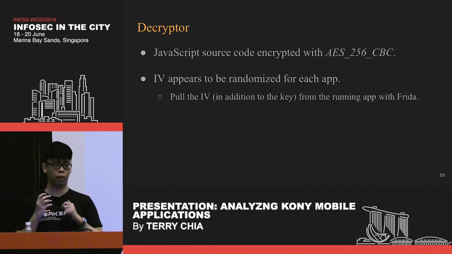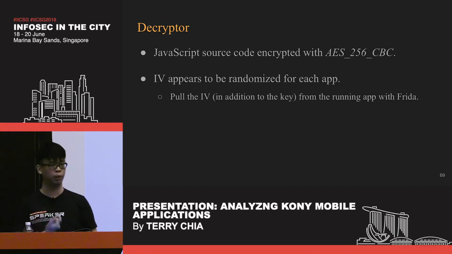So similar to what Android is using, the JavaScript source code is encrypted with AES-256 in CBC mode, but the difference is that the IV appears to be different for every application. So on Android, you have the static ABCD 1, 2, 3, 4 and so on IV, but for iOS, the IV is different for every application. So what we need to do is pull out that IV alongside the key when we are doing it with Frida.